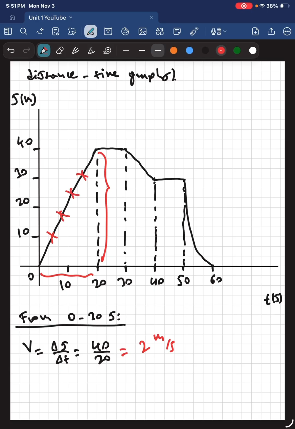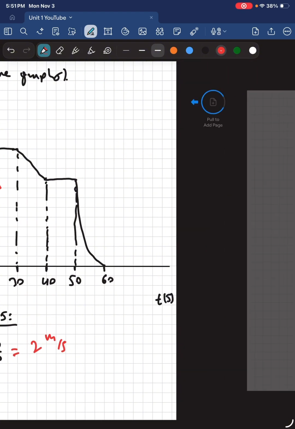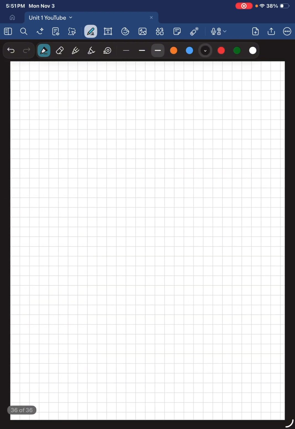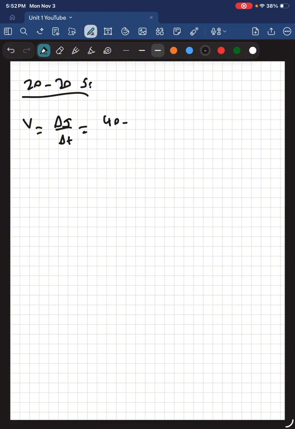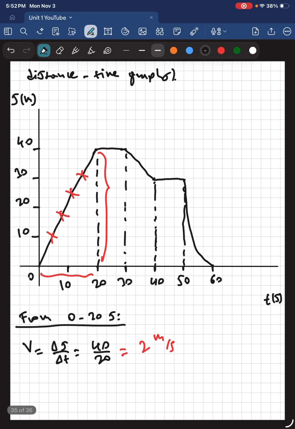Constant velocity, sorry. Now, from 20 to 30 seconds, the velocity is delta S over delta T, but delta S is the same. It's 40 minus 40 over 10 seconds, so we get 0. So you see that mathematically the slope is 0, because we are dividing 0 by some time.